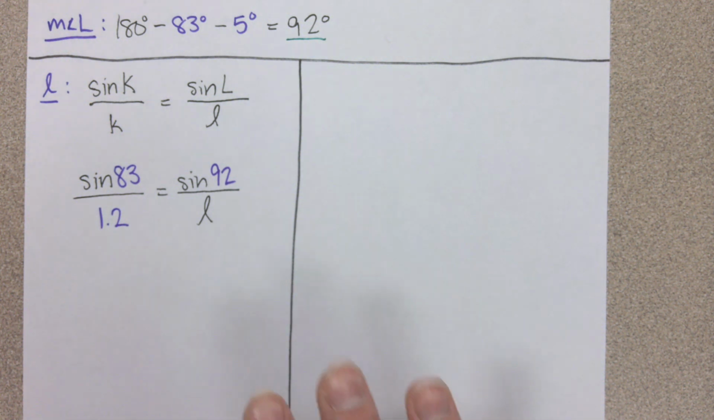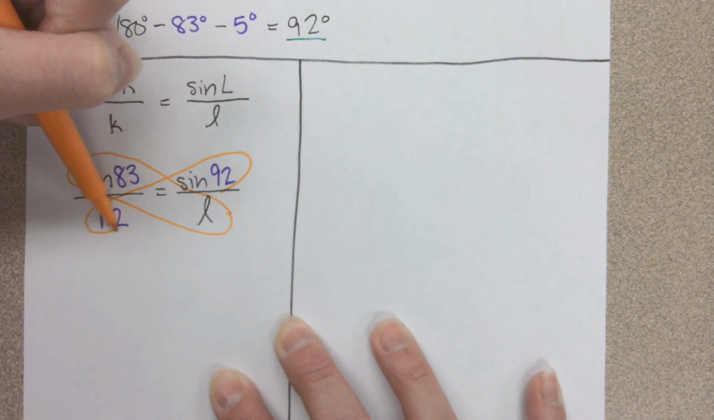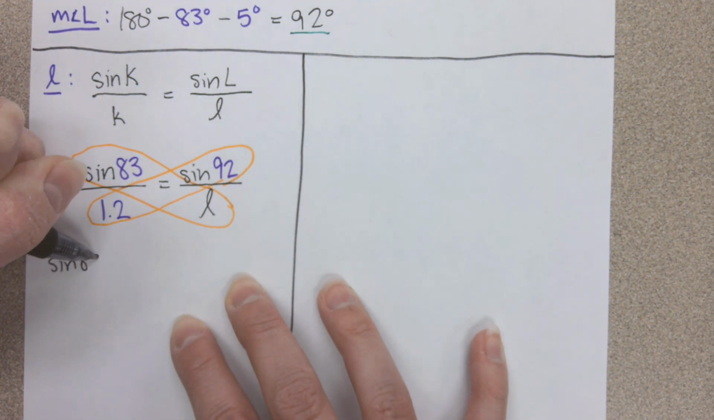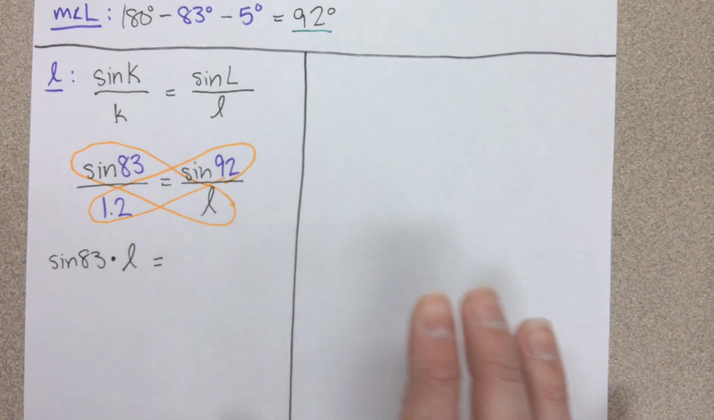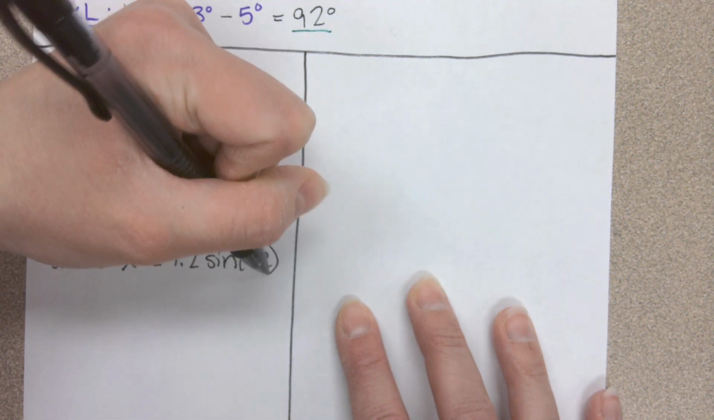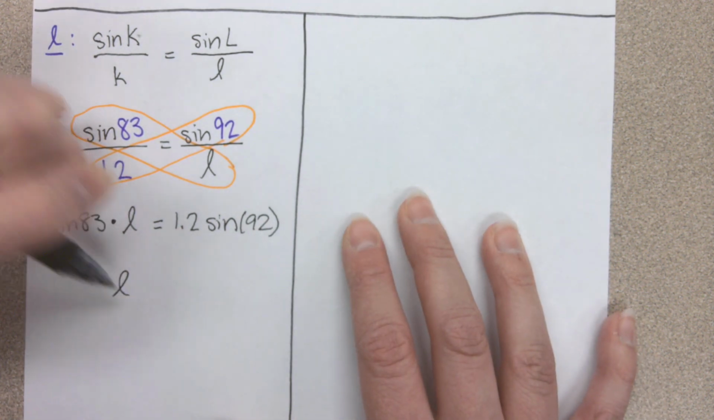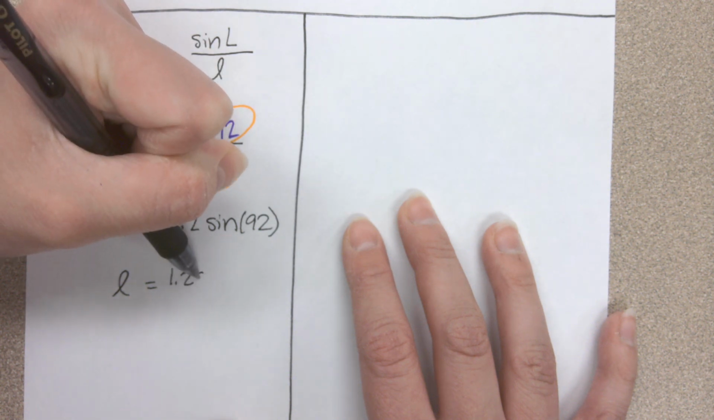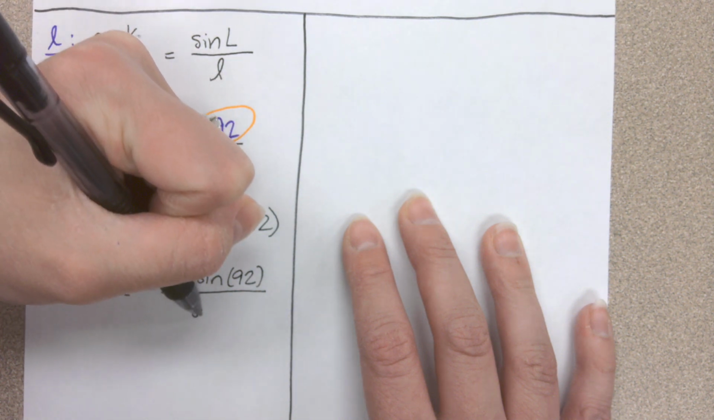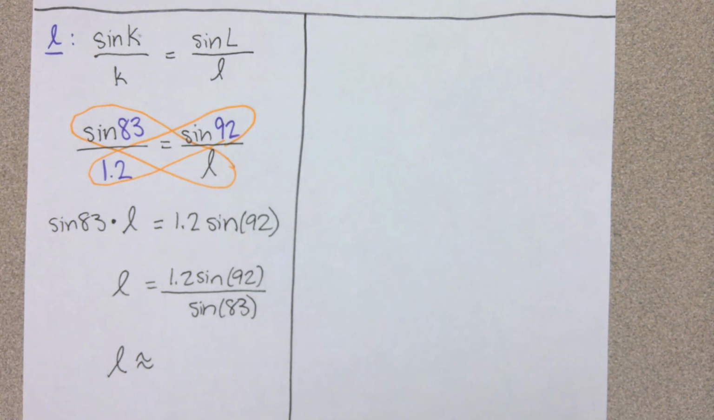And you already know how this goes. I've already done it twice. Cross multiply. Sine of 83 times L is equal to 1.2 sine of 92. I'm not going to write out the dividing this time, but that is what I'm doing. L equals 1.2 sine of 92 over sine of 83. And then I'll use my calculator to get that answer.